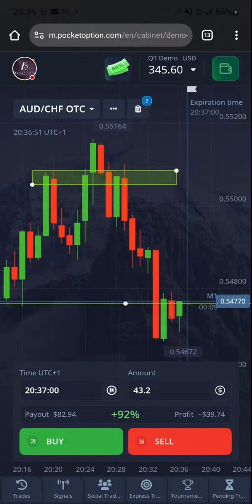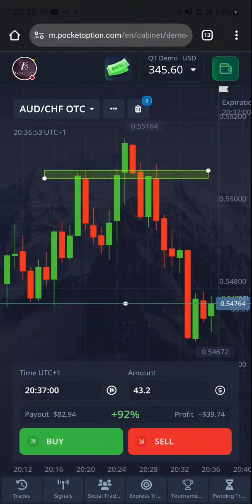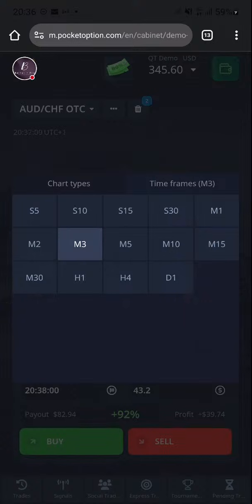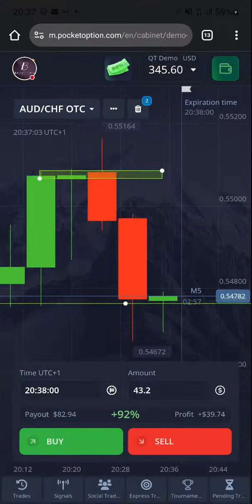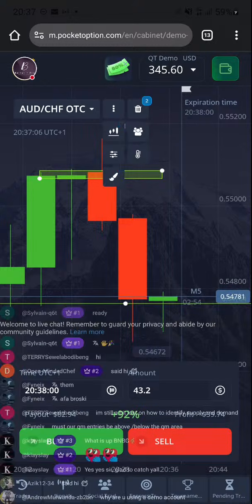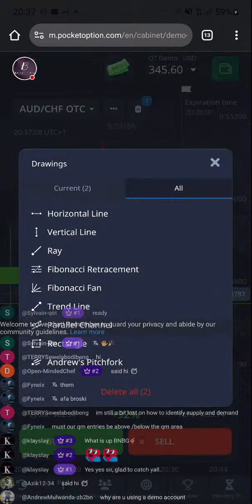There's a QM here. There's a QM here. Let's check M3 and M5 if you have the engulf. No engulf. Okay. But I won't consider this as a good QM setup.